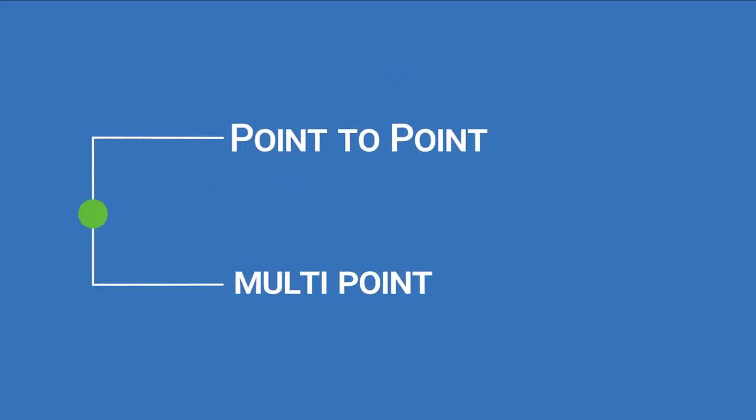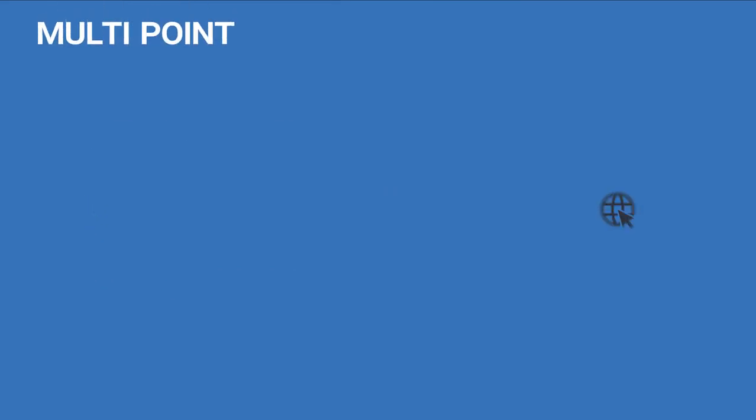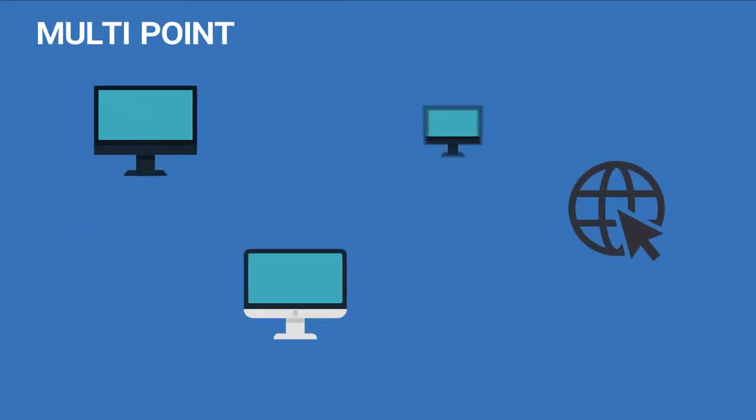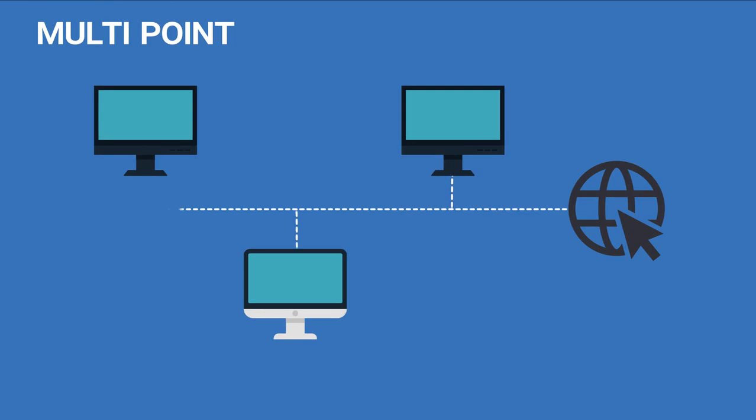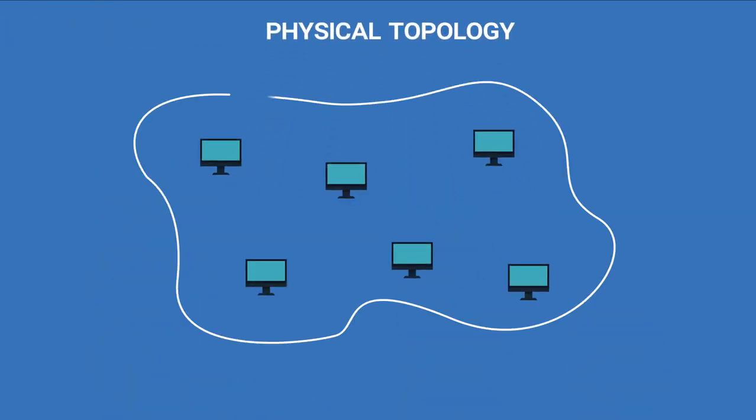Physical topology. There are two types of connections, point-to-point and multi-point. We have already seen point-to-point. A multi-point connection is one in which more than two specific devices share a single link. Physical topology means how a network is laid out physically.